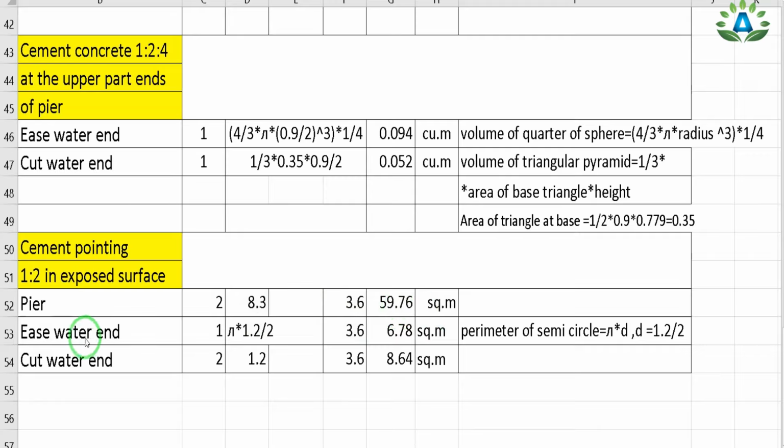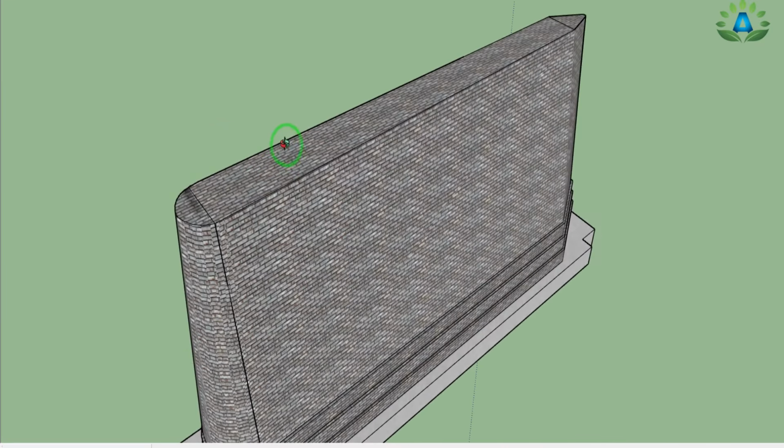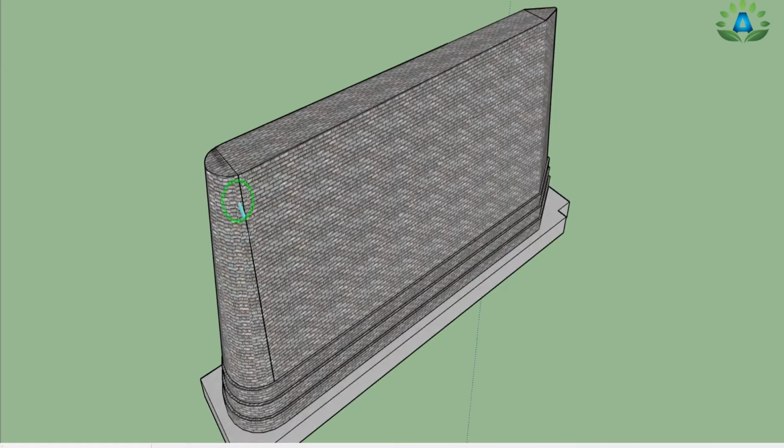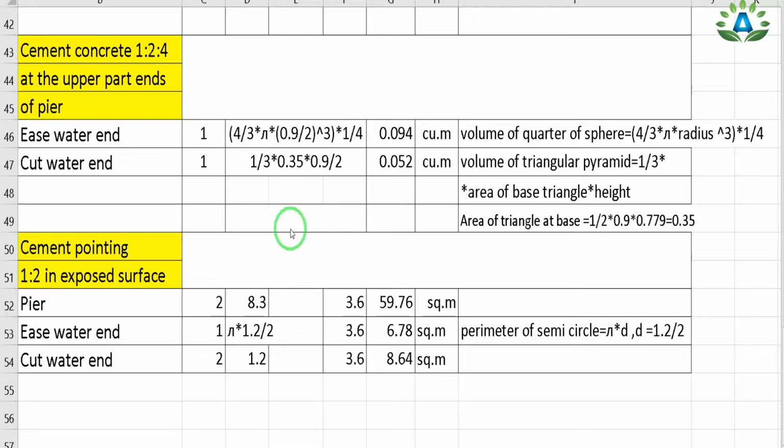Now the next is our ease water end portion, which is a semicircular portion. That means we are going to do the pointing on this semicircular portion. But here we can see that we have two different diameters: the upper portion has a diameter of 90 centimeter and the lower portion has a diameter of 150 centimeter. I have already told you that if we have two different diameters, then we need to take the average of these two. So we take the average of 90 centimeter and 150 centimeter, that would be 120 centimeter.